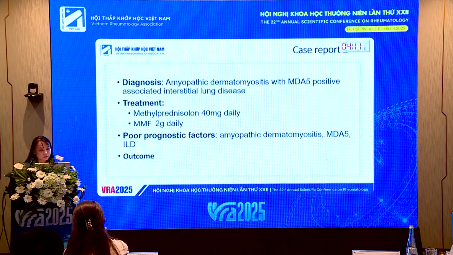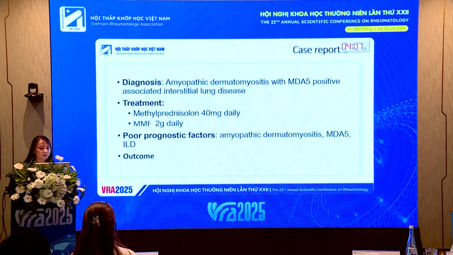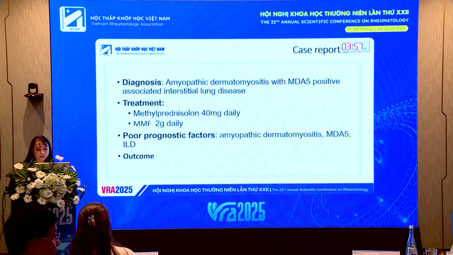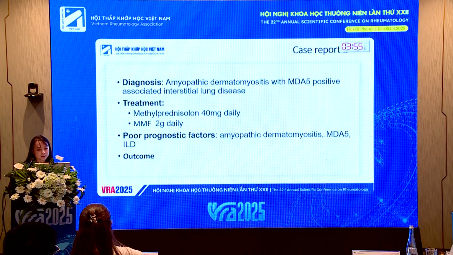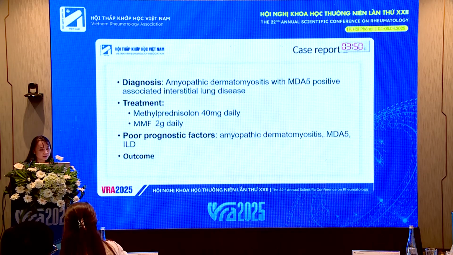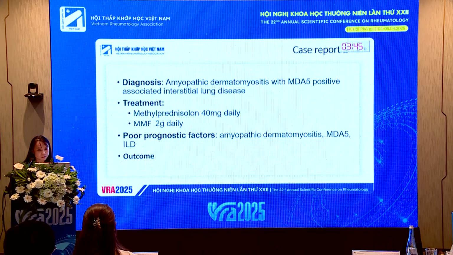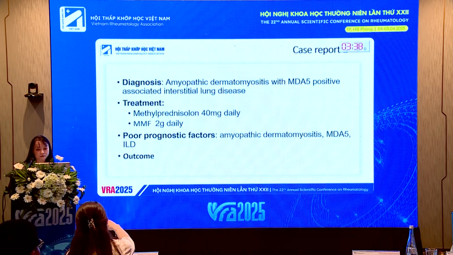He was diagnosed with amyopathic dermatomyositis with MDA5 positive associated ILD. We prescribed him methylprednisolone 40 mg per day and mycophenolate 2 g per day. He has a poor prognostic factor because of the type, amyopathic dermatomyositis, MDA5, and he also had ILD. The outcome: he had a good response to the treatment because we gave early combination corticosteroid and immunosuppression for the treatment.